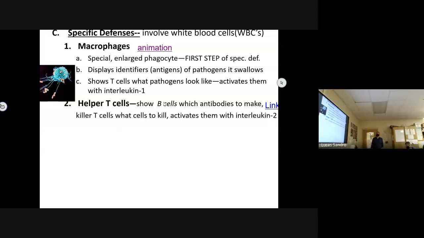When helper T cells dock with, I say dock because it kind of reminds me of some sort of docking operation. When helper T cells dock with B or killer T cells, they have their own chemical they secrete to activate those cells called interleukin-2.